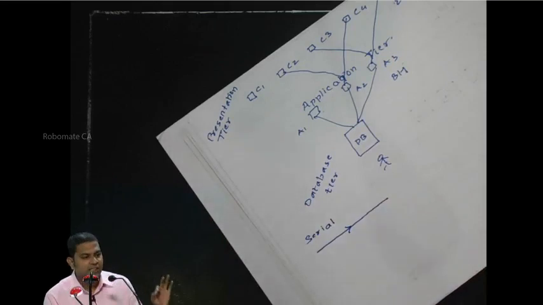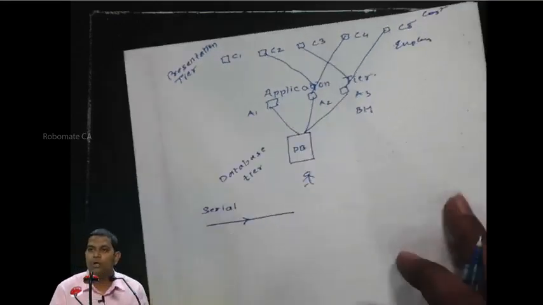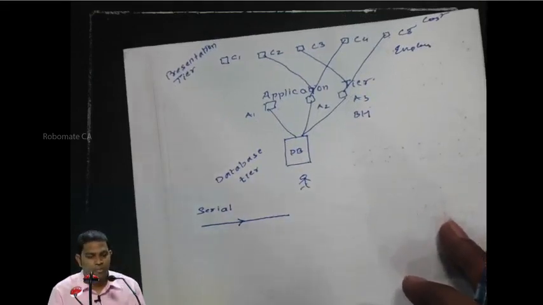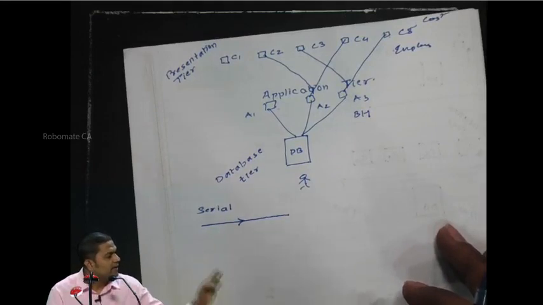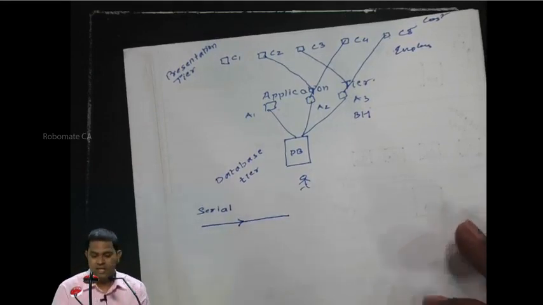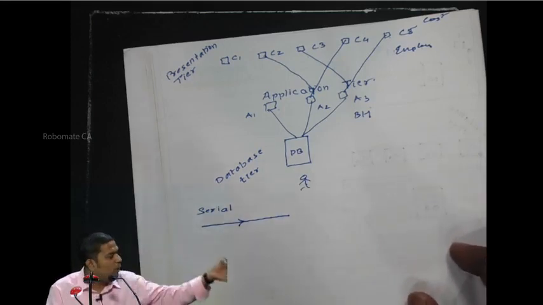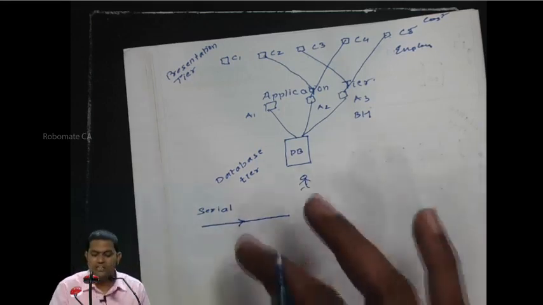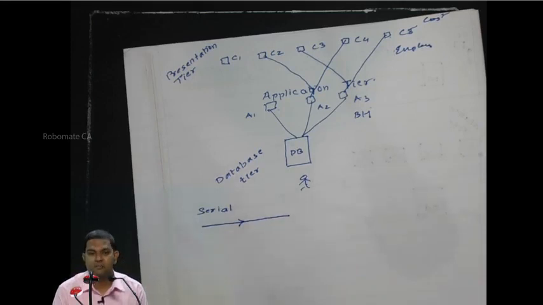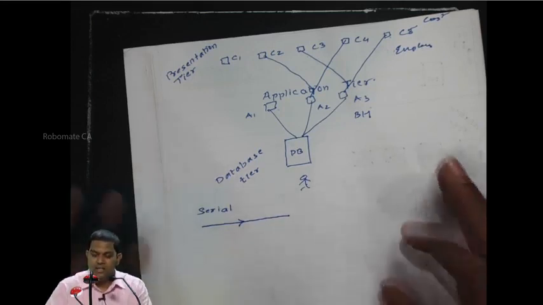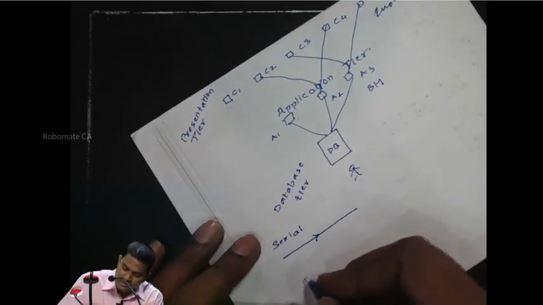The internet connection line that you connect to your computer, desktop or laptop, that is nothing but serial transmission. One bit at a time. It could come fast, no doubt about it, but at a given point of time, only one bit is being received. That is called serial transmission technology. The other one is called parallel transmission.